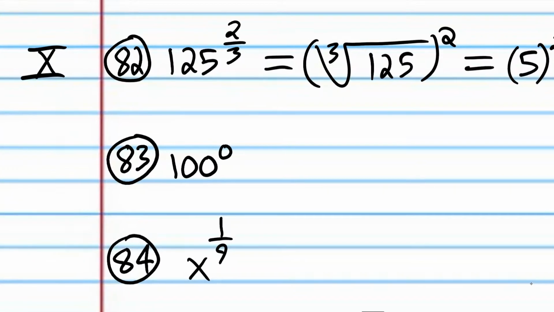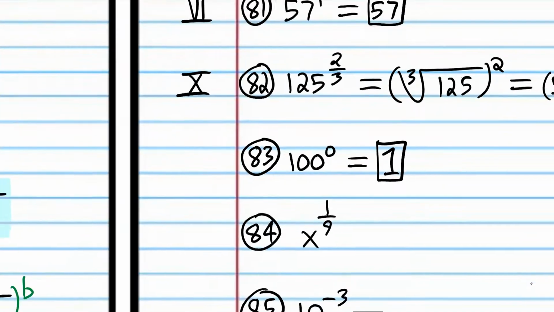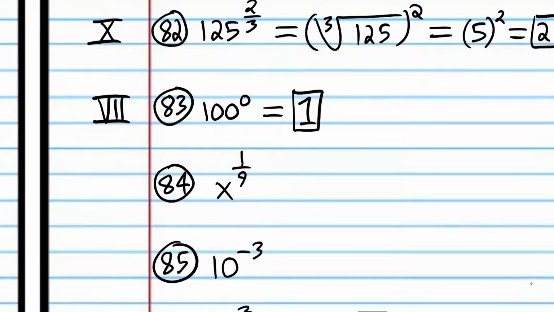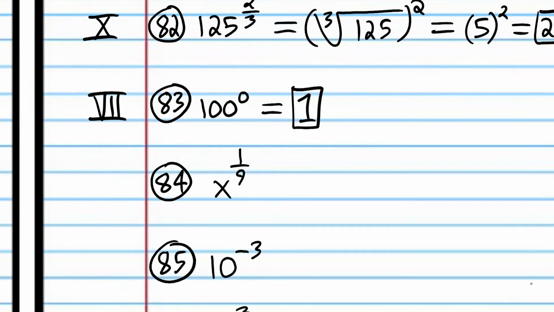All right, we're back. 100 raised to the 0 power is 1. Remember, anything raised to the 0 power is 1. And that's rule number 7. So if you got that one right, good job. Try number 84, and when you come back, we'll do it together.